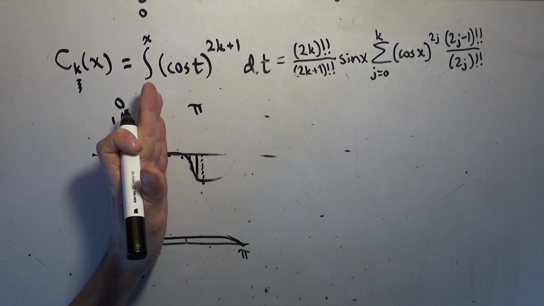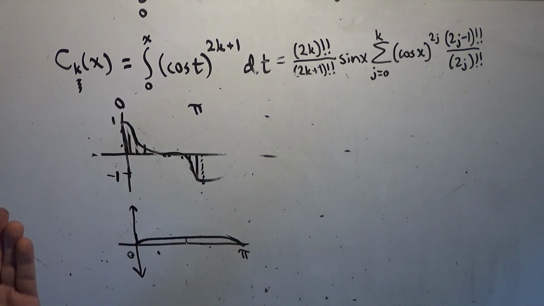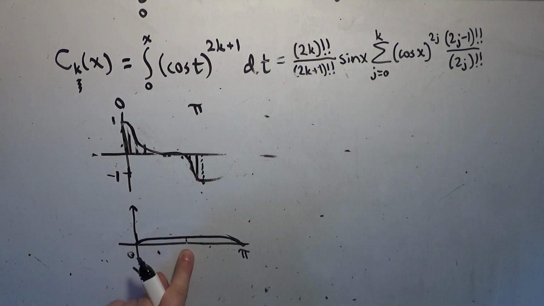Because we started with all this positive stuff and then we subtracted the exact same amount away. So it has to go from 0, reach some peak, and then go back to 0 at pi, right? And that peak has to be dead in the middle at pi over 2. So we can find out exactly what c_k of pi over 2 is, right? And that's what we're going to do right now.